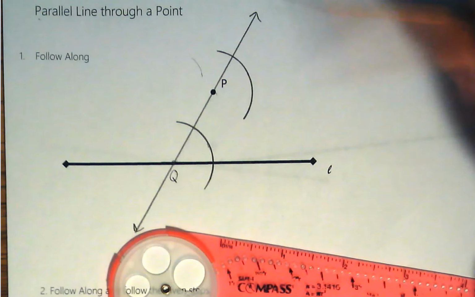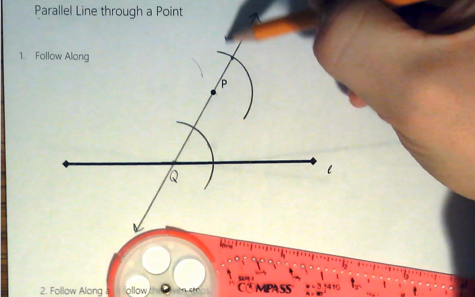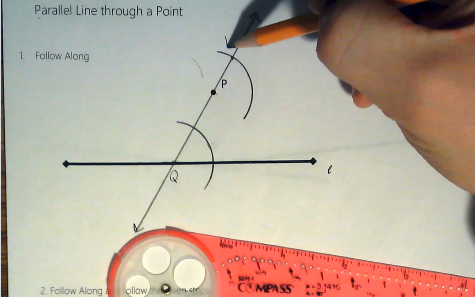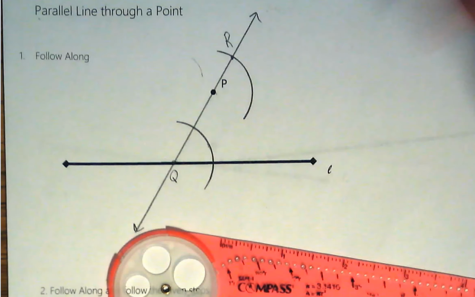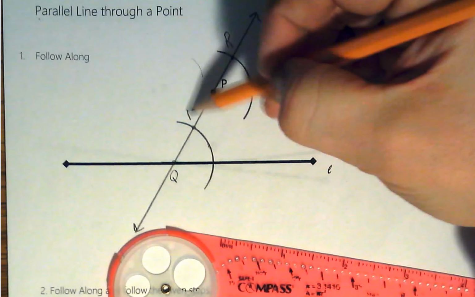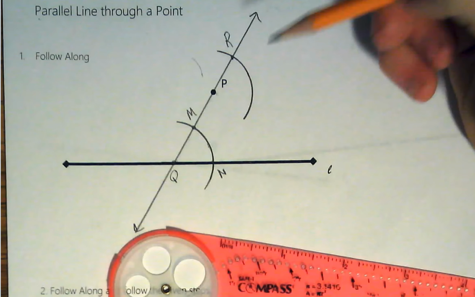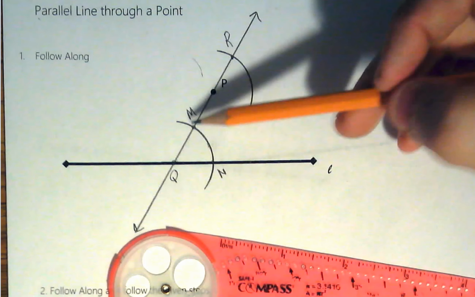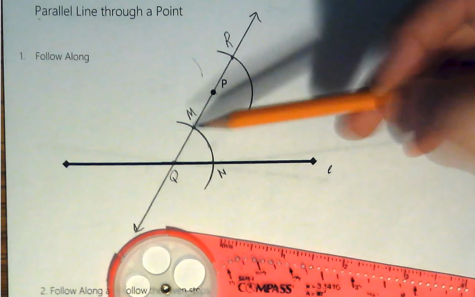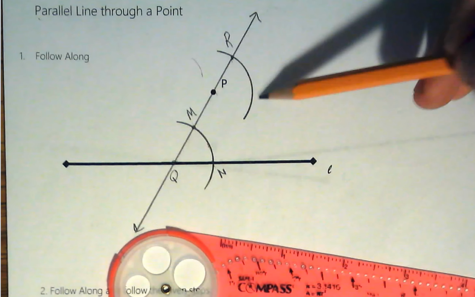So let's mark that point of intersection for this arc. We can call that point R. Now we're going to give these points a couple of names here as well. We'll call this point M. We'll call that point N. And what I want to do now is figure out the distance from M to N, so I can repeat that distance from R up here.